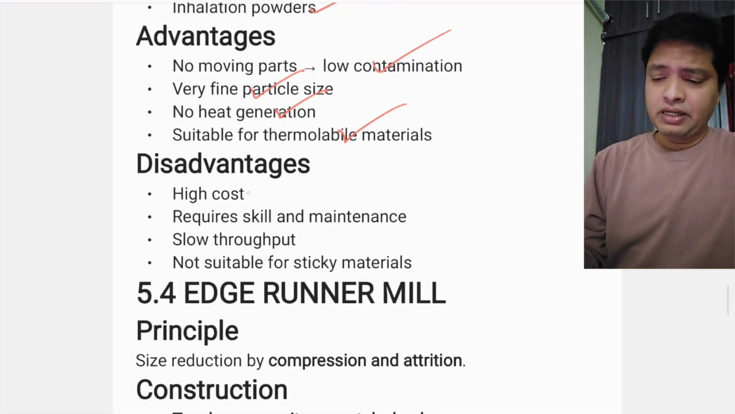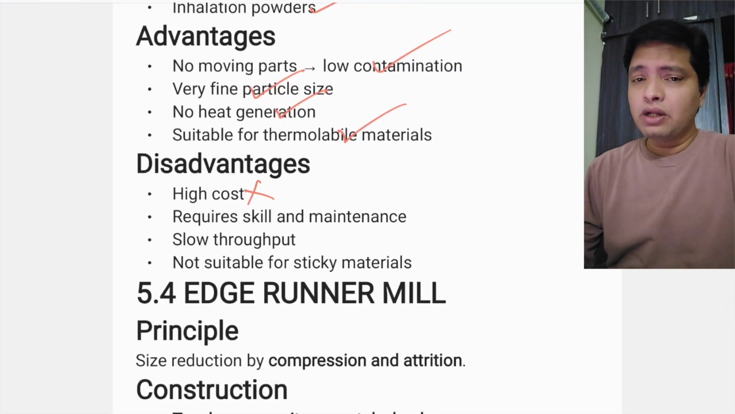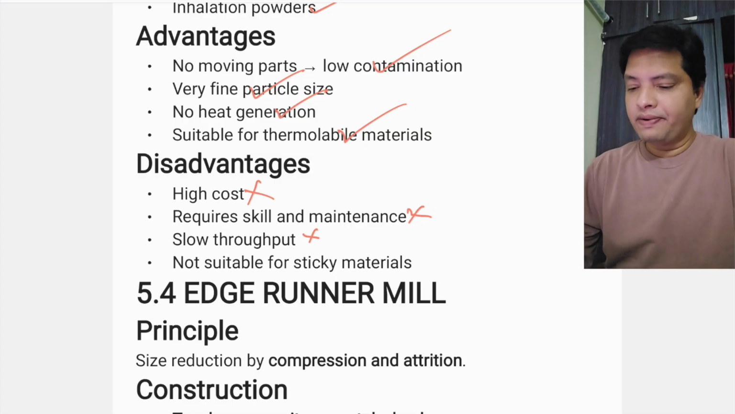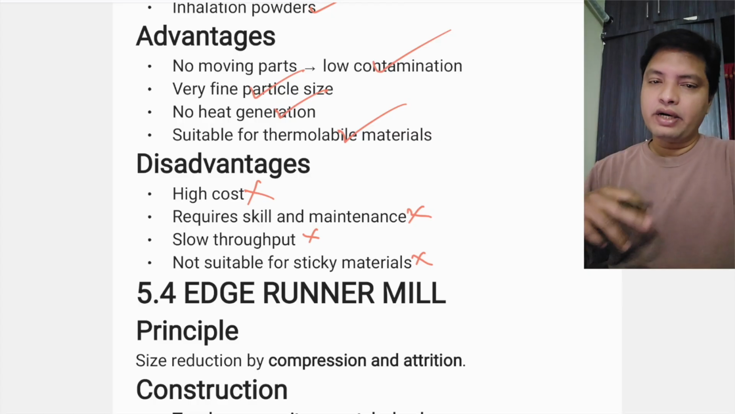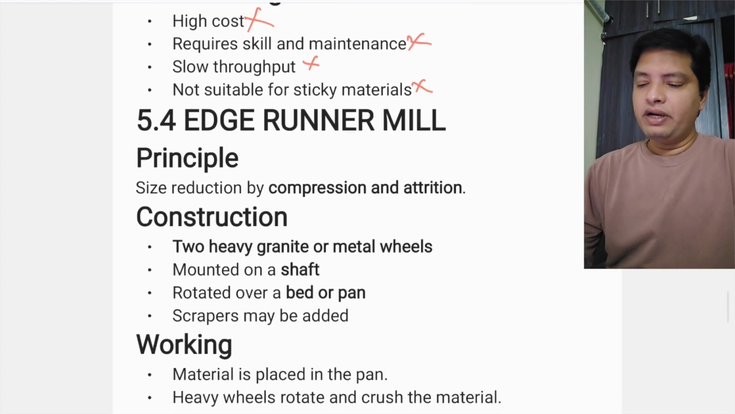What are the disadvantages? High cost. The cost is very high. Okay, it requires skill and maintenance, has slow output throughput, is a slow process, and is not suitable for sticky material. Material will stick to the wall, and will not rotate in the fluid energy mill.